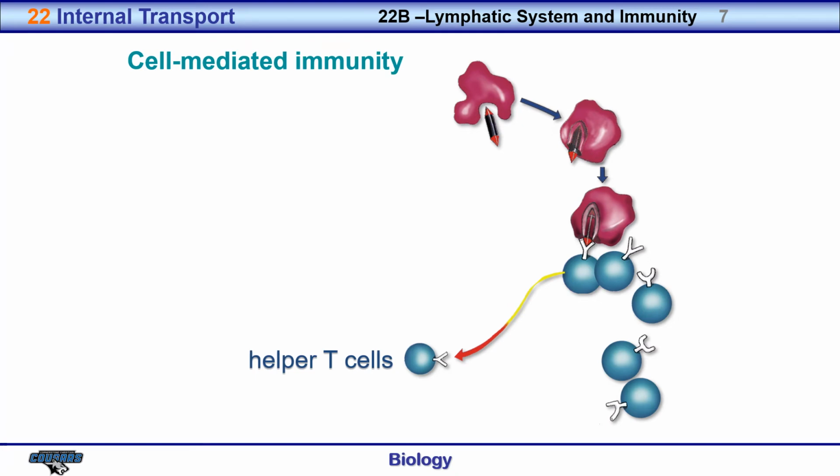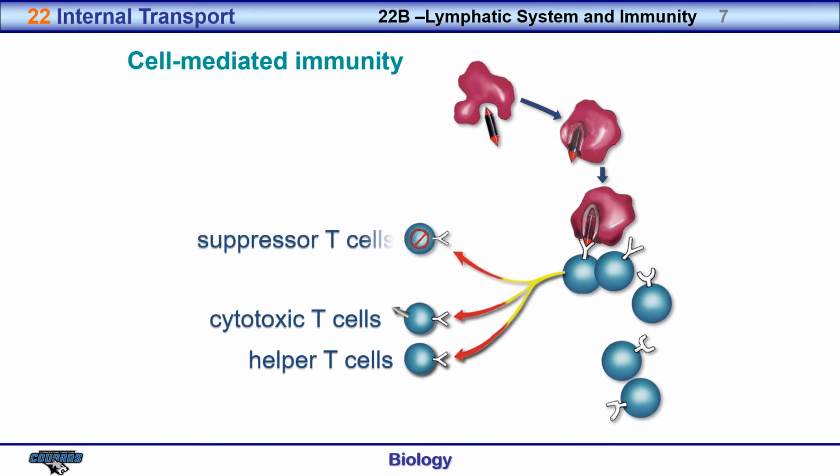So here we have the helper T cells producing other helper T cells. They produce the cytotoxic T cells, but then they also produce some T cells towards the end of an infection to get the body to stop being in a defensive or attack mode and go back to normal.